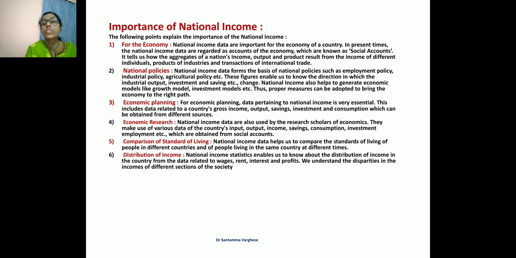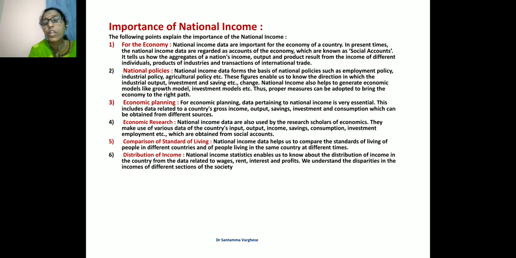Now we are going to study the importance of national income. Just go through this part on your own. This part is not for the exam. Just note what the importance is for the economy. National income data is very important for the economy to know the production process and where the economy is going. National income data forms the basis of national policies such as employment policies, industrial policies and agriculture policies. To calculate all these things, we must have a thorough idea of the national income.